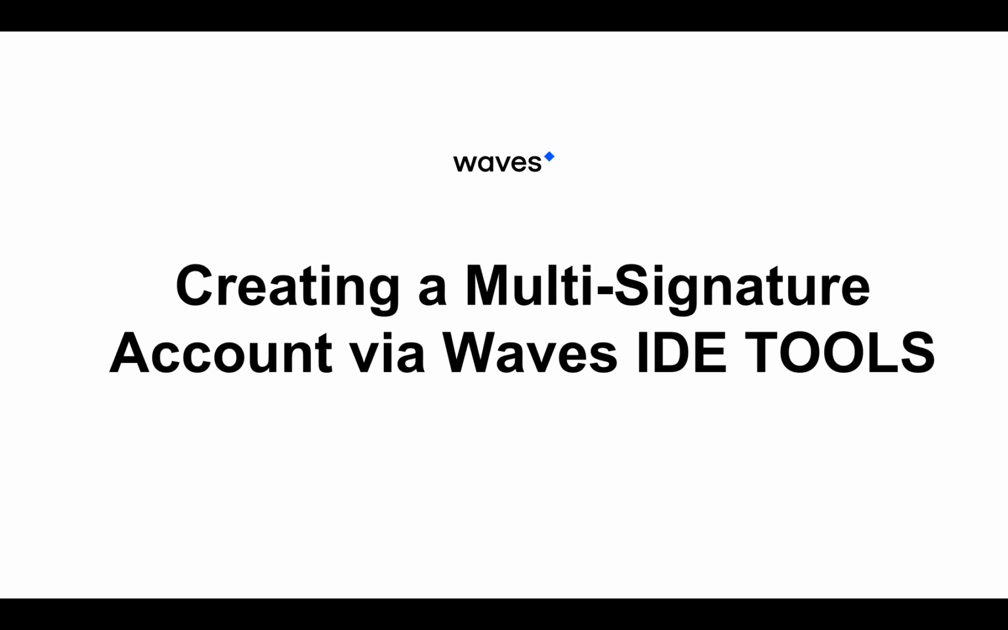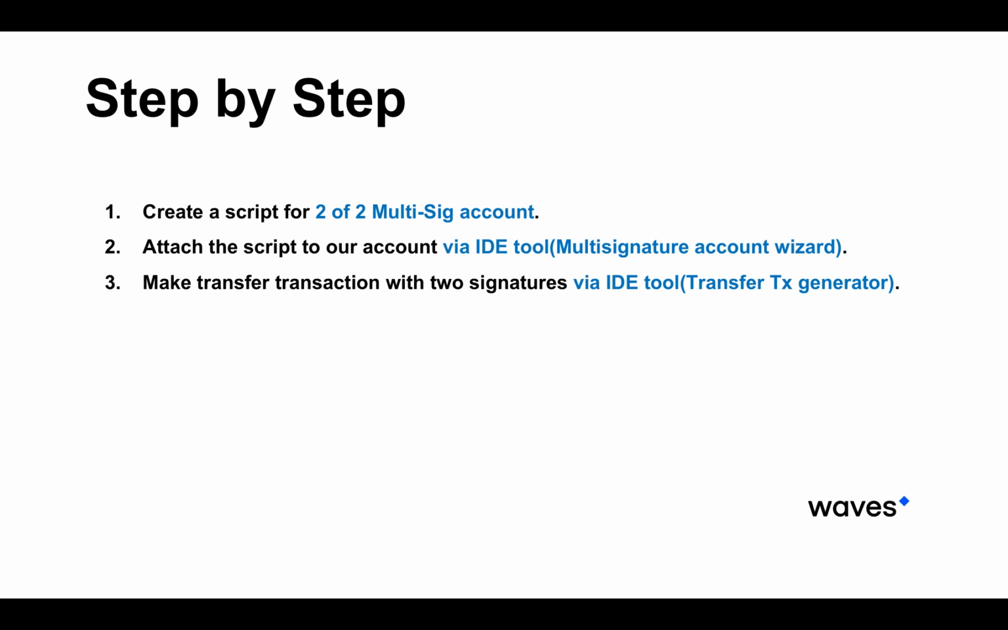Paul from Waves Platform, and in this video we are going to create a multi-signature account via Waves IDE Tools. So we will go through these steps in our video. First we will create a script for a two of two multi-signature account, then we will attach the script to our account via the IDE tool called Multi-Signature Account Wizard. After that we will check that everything is fine with this script by making a transfer transaction with two signatures via the IDE tool called Transfer Transaction Generator.